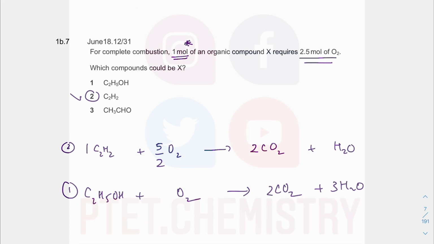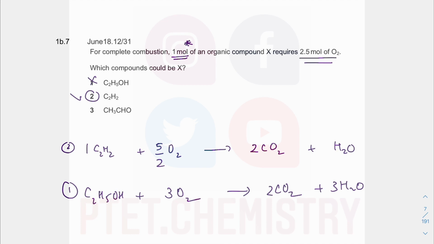7 oxygen is not 7 over 2, because you've got 1 oxygen there that a lot of students always forget. 7 minus 1 is 6. So 6 oxygen atoms are required. Therefore, you need 3 oxygen molecules, because 3 times 2 gives you 6. You don't just put 6 oxygen atoms, because oxygen exists as a diatomic molecule at room temperature and pressure. That is, 1 mole of the compound X needs 3 mole of oxygen.